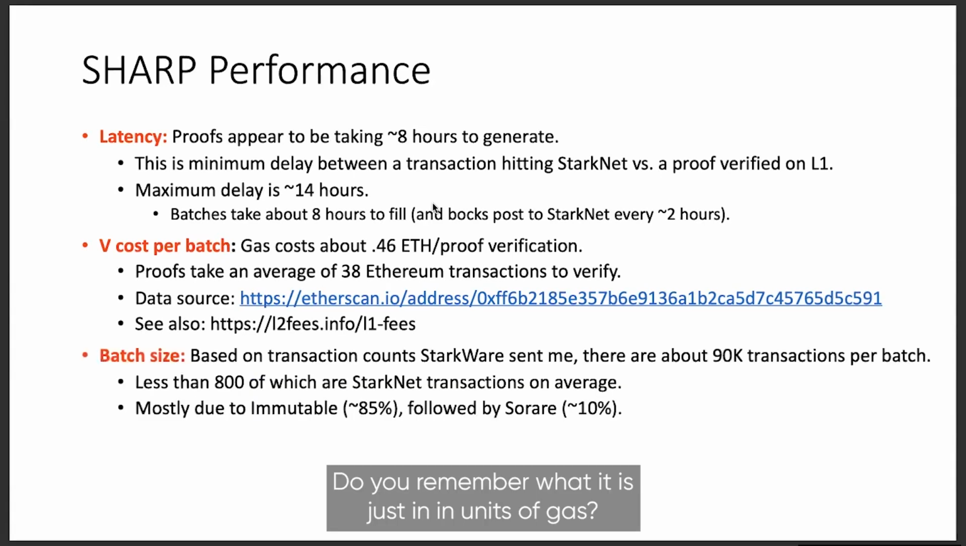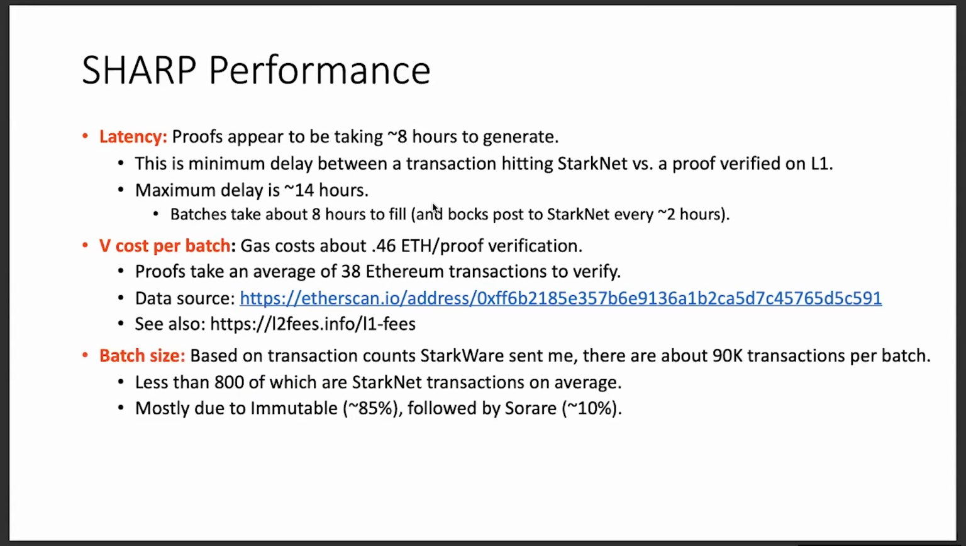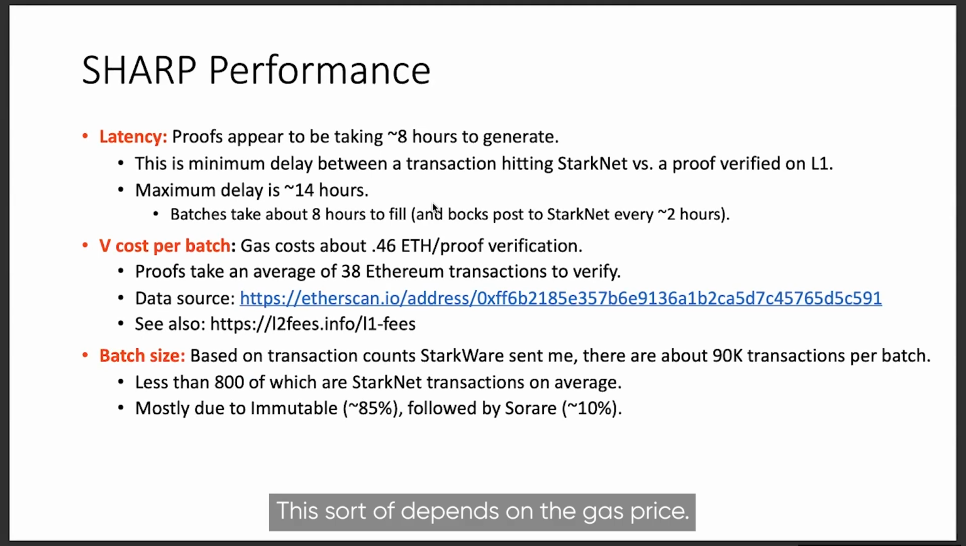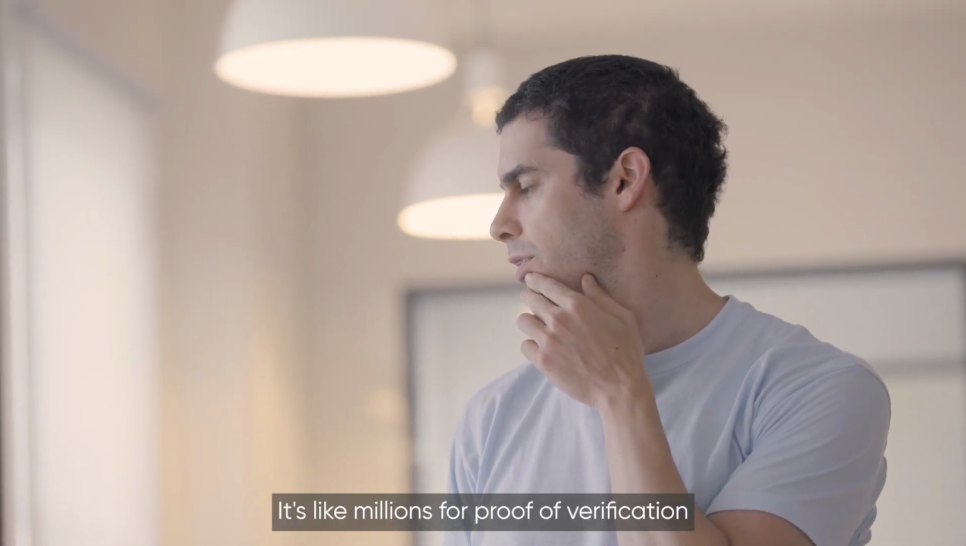Do you remember what it is just in units of gas? Units of gas sort of depends on the gas price. Yeah, no, I should do that. For ZK, it was like millions, I assume, for verification. I'm guessing, so I know Plonk proofs are 510,000 gas. And my own estimates are that by using FRI, with the proofs and the parameter settings that they're using, it's going to be about an order of magnitude bigger.